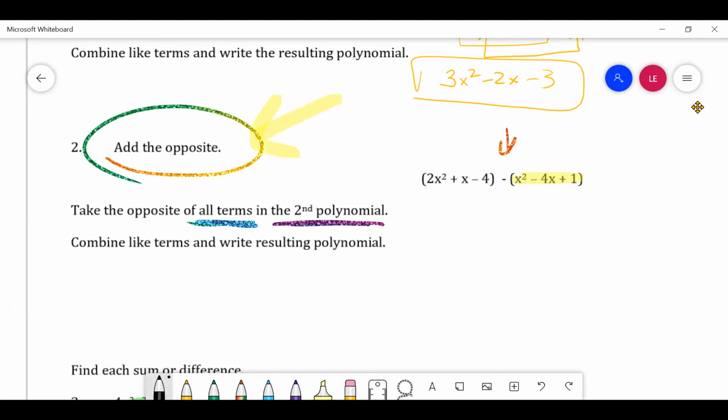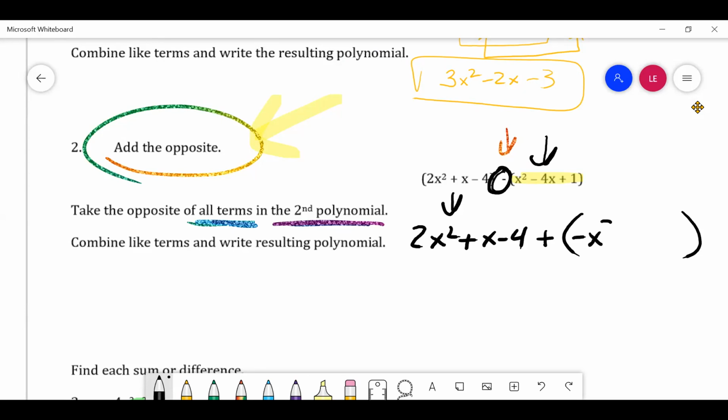So what does that mean? That means that you leave the first polynomial alone. You don't change it. On the second one, you're going to change the signs, but you're going to add the opposite. You're going to change this sign in the middle from subtraction to addition, and then change all the signs inside of here to the opposite sign. So this becomes negative x squared plus 4x minus 1.